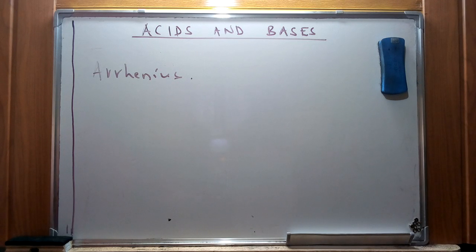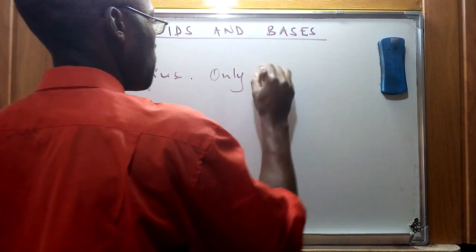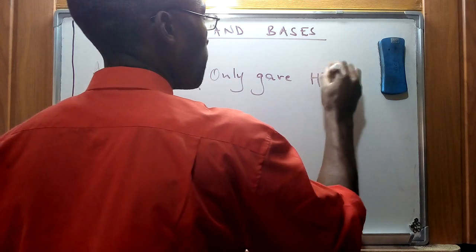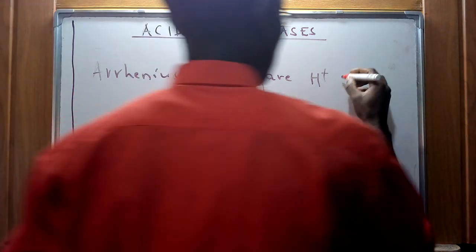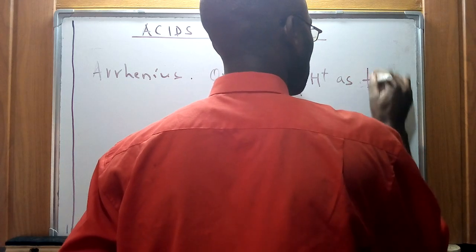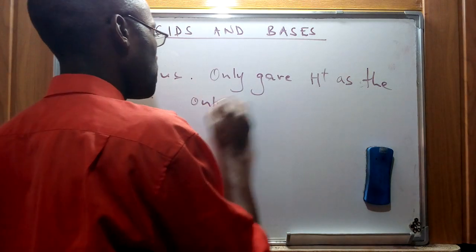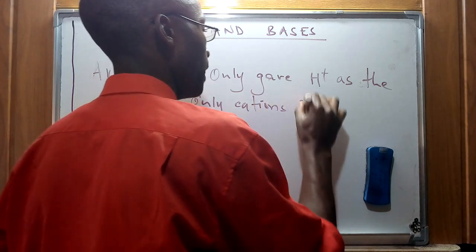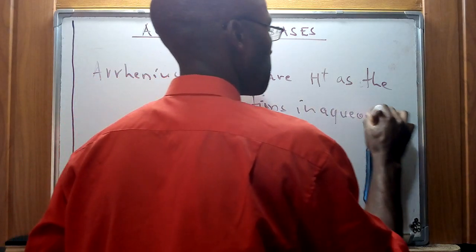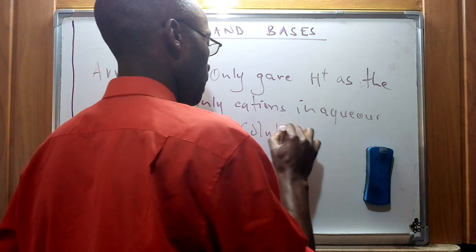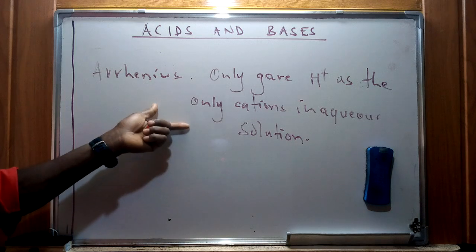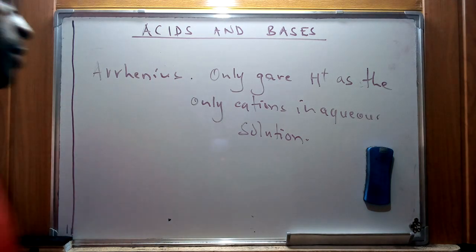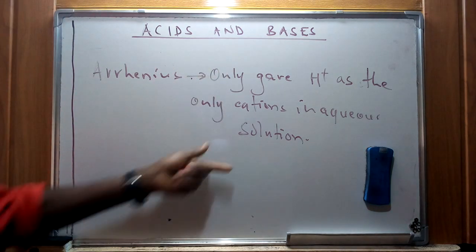According to Arrhenius, an acid is a substance that gave hydrogen ions as the only cations in aqueous solutions. So this is the Arrhenius definition of an acid: a substance that gave only hydrogen ions as the only positive ions in aqueous solutions.